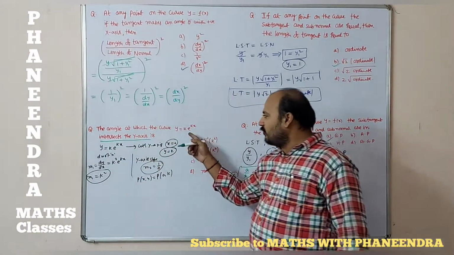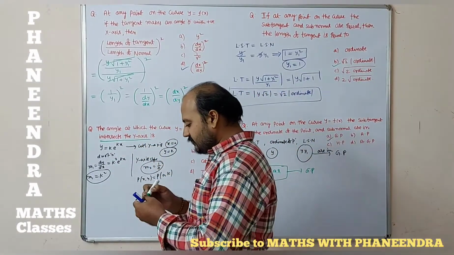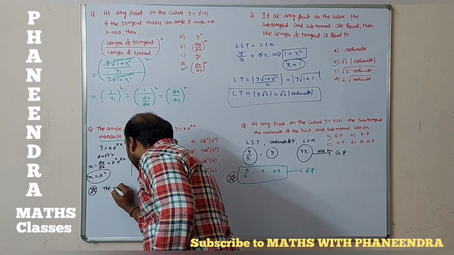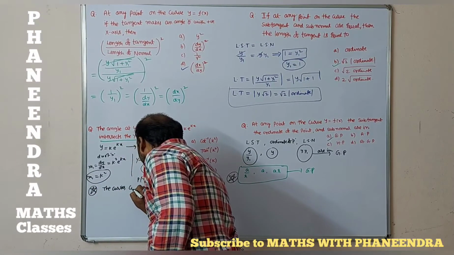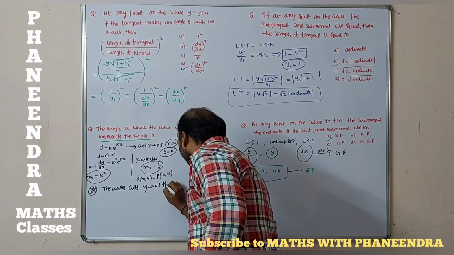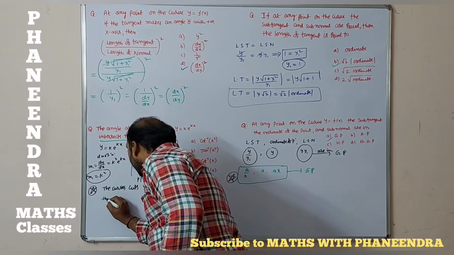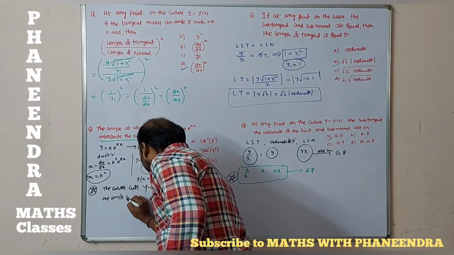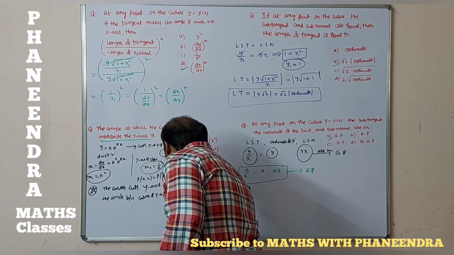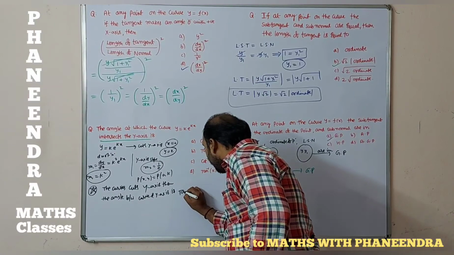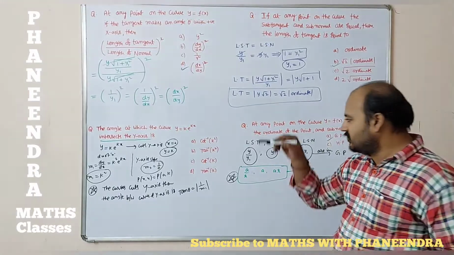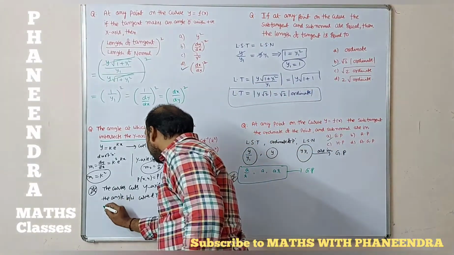Whenever any curve cuts the y-axis, make a note, then the angle between the curve and the y-axis is tan theta equal to mod 1 by m1. This is the formula, you remember, it's a standard result.